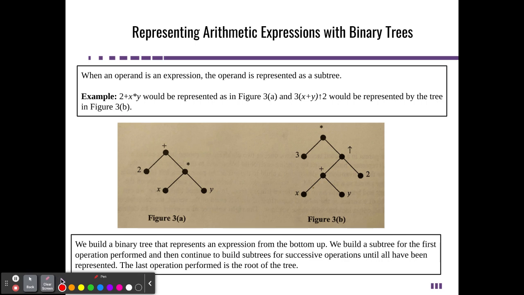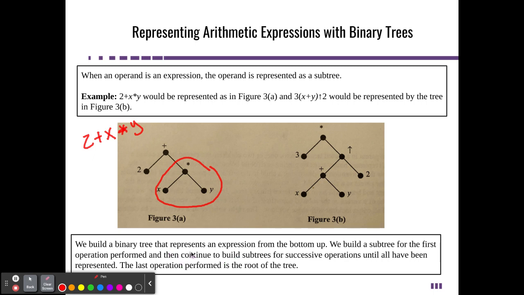All right, so when an operand is an expression, the operand is represented as a subtree. So for example, 2 plus x times y would be represented in figure 3a. So this would be 2 plus x times y. Sorry about that. And so we would see that we have 2 plus, but because of order of operations, we know we're going to do the multiplication first. So we would have our x times y here. So then in our operation, this binary operation would come before we would do the addition, which leads us to a statement that we might as well go ahead and read.